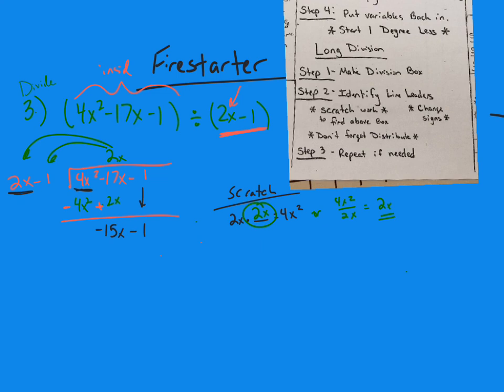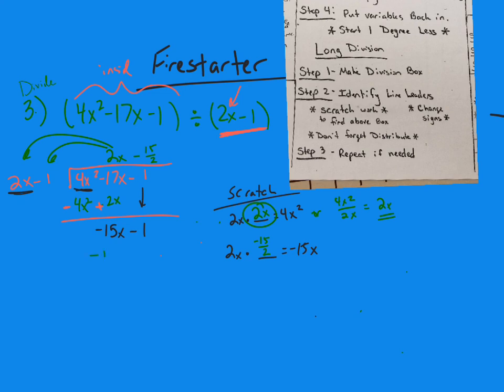All right, so now I'm going back to my scratch work. I say 2x times what is going to give me negative 15x, because I have a new line leader. This one's a little bit messy because it's going to give you a fraction. So I'm going to write it in improper fraction form. So I'm going to do negative 15 over 2. You could write negative 7.5. I'm okay with that. So I'm going to put minus 15 over 2, or you write 7.5. That's fine too.